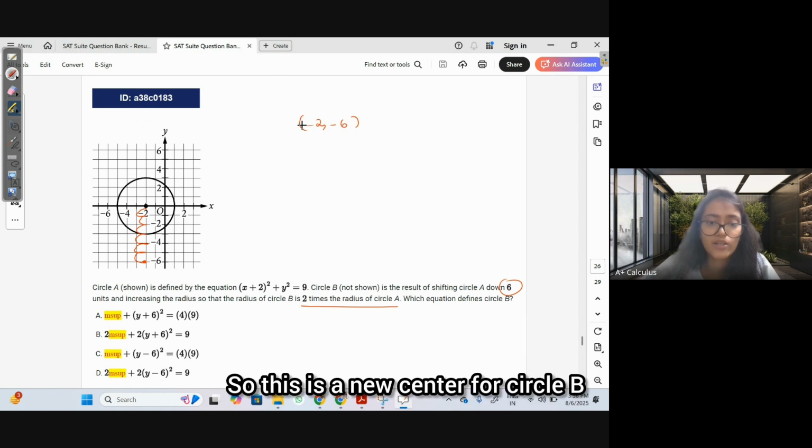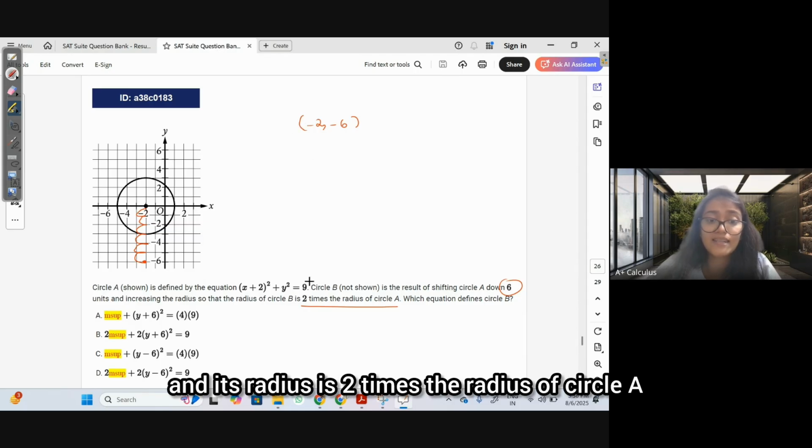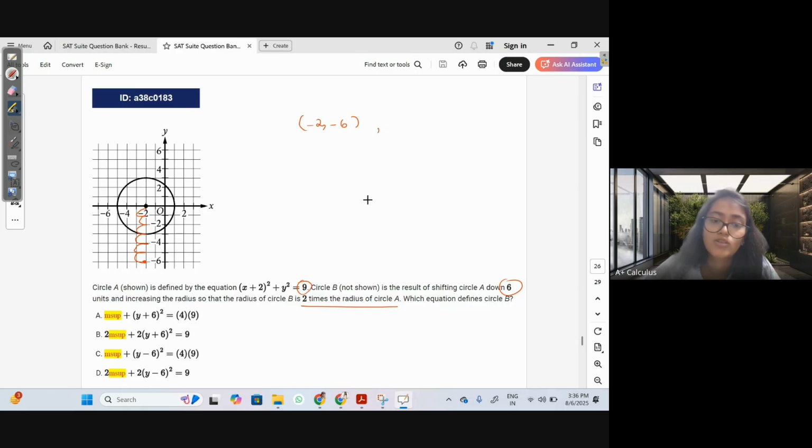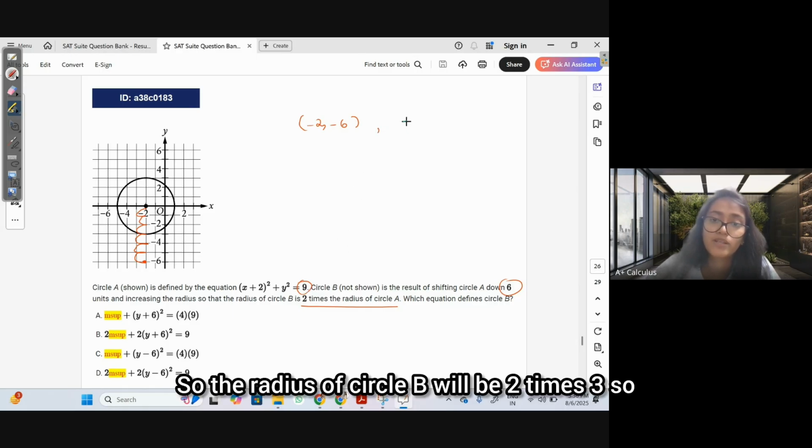So this is the new center for circle B, and its radius is 2 times the radius of circle A. Right now the radius of circle A is 3. So the radius of circle B will be 2 times 3, so that will be 6.